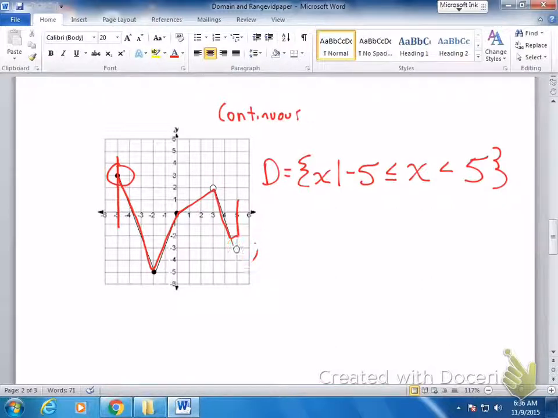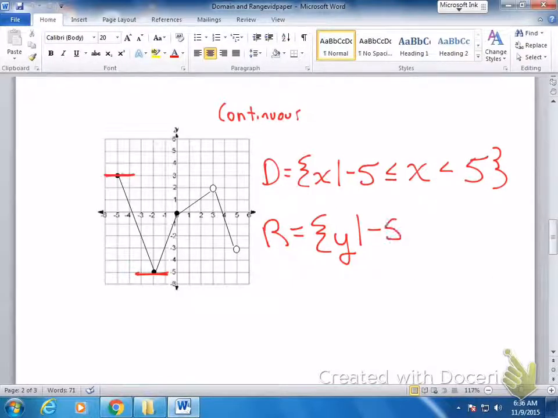I'm going to erase just a little bit of this so it doesn't get confusing when we do the range. Now, r, and we're going to write y such that, signifying we're talking about range now. And I want to see how low it goes and how high it goes. So every y value in between here is going to be in our range. So I want to look at my low one first. Looks like it's at -5.